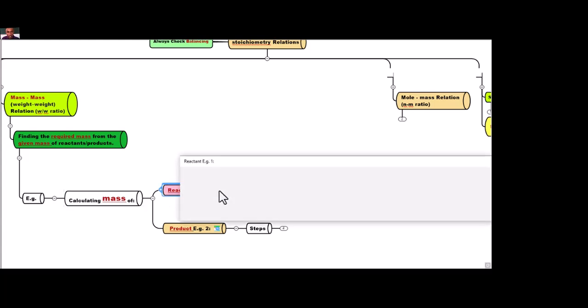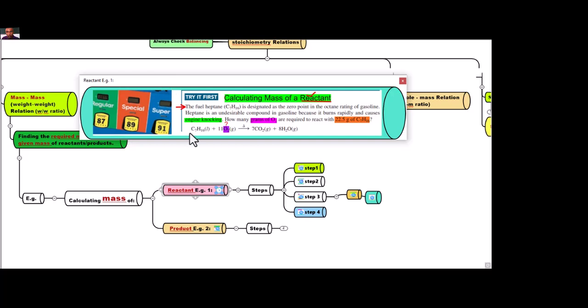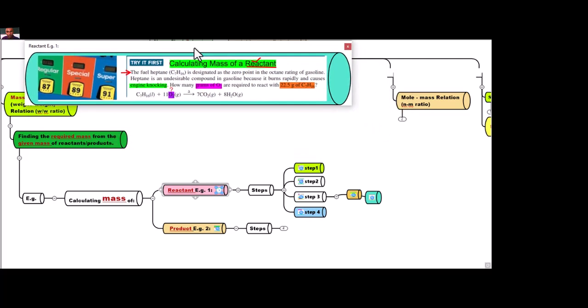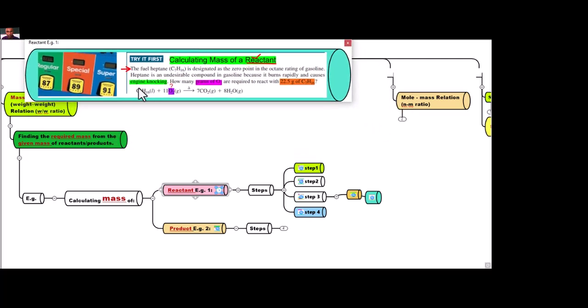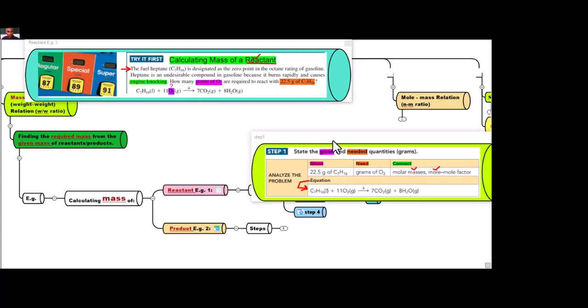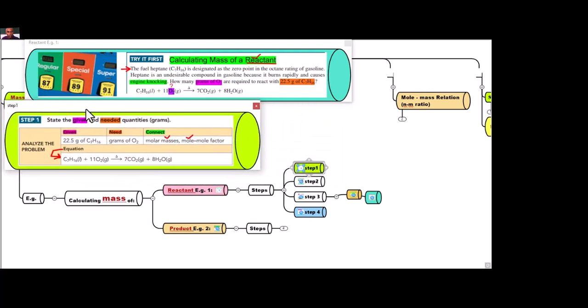Example 1: you are asked to calculate the mass of the reactant oxygen that reacts with 22.5 gram of heptane, and check first whether this chemical reaction is balanced or not. The chemical reaction in this case is already balanced. Step 1 is state the given and the needed. The given is gram of heptane, and you are asked to calculate the gram of oxygen, and you can connect with molar mass and mole factor.